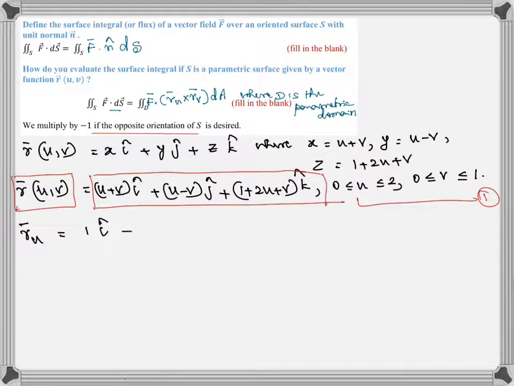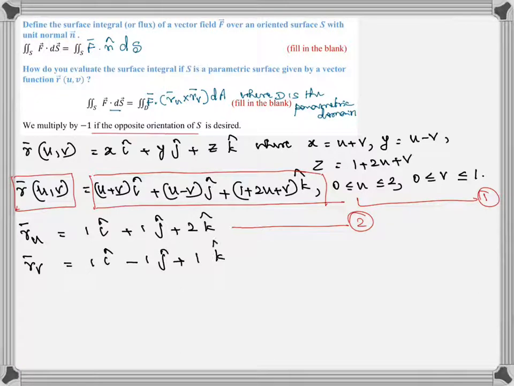r sub u, which is the partial derivative of r with respect to u, is 1i plus 1j plus 2k. We'll call that step 2. r sub v is 1i minus 1j plus 1k. We'll call it step 3.